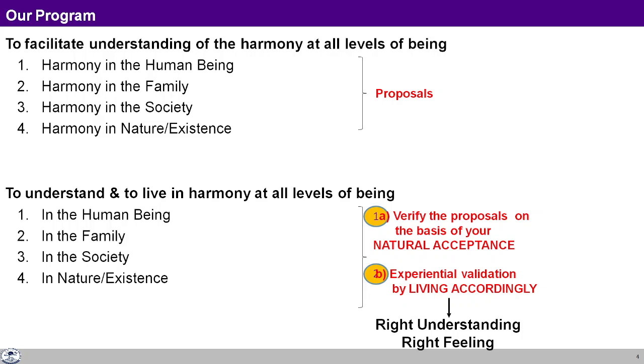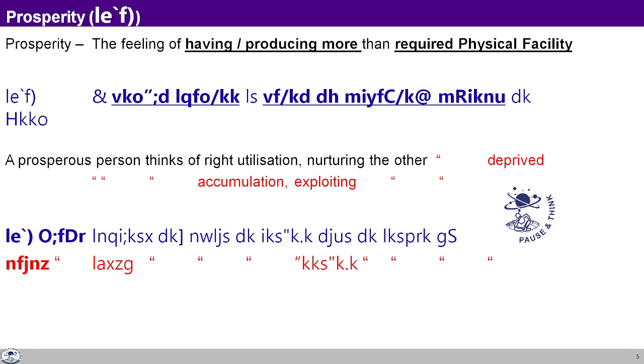When you try to understand and to live in harmony, after verification and validation, you'll get the right understanding and right feeling. Right understanding and right feeling is achieved. Prosperity: the feeling of having or producing more than the required physical facility is called prosperity. A prosperous person thinks of right utilization, nurturing the other. We can have a detailed discussion on prosperity in the forthcoming lecture.